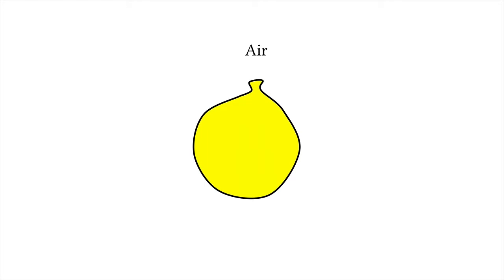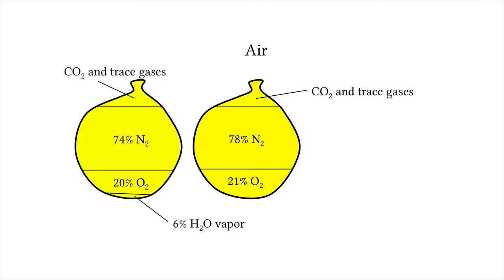If you were to remove the moisture out of air, it contains about 21% oxygen. The rest of air is made up of about 78% nitrogen and trace amounts of other gases, including carbon dioxide. Most of the air we breathe does have moisture in it, so those percentages change a bit. If there is 6% water vapor, then there's about 74% nitrogen, 20% oxygen, and the rest is other gases. Carbon dioxide would be about 0.04%.